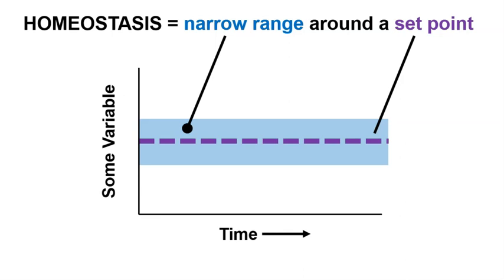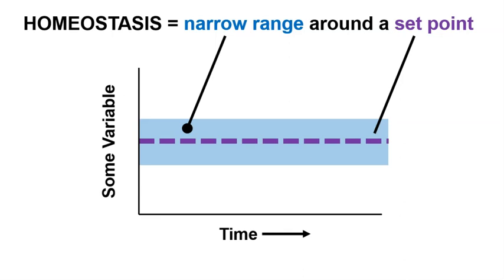So I'm going to explain homeostasis graphically, because homeostasis can be viewed as a narrow range around a set point. So we have time on our horizontal axis here, and some variable, such as body temperature, on our vertical axis. Our body sets our resting normal body temperature at about 98.6 degrees Fahrenheit. This is what the horizontal purple dashed line represents.